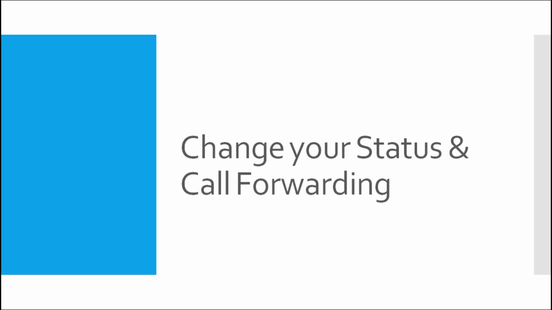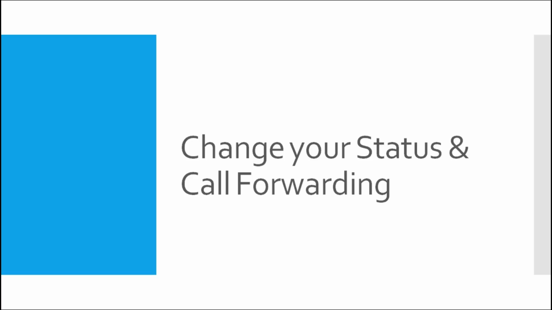So to change your status and call forwarding, you tap on the status icon at the top right corner on the dashboard, the same way I did at the beginning of this training. And this icon displays your status and name at all times. So, for example, if your status is set to available, you will see a green check mark, whereas if your status is set to unavailable, you will see a red stop sign.